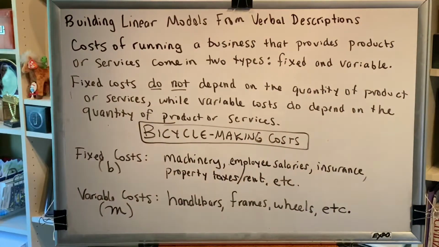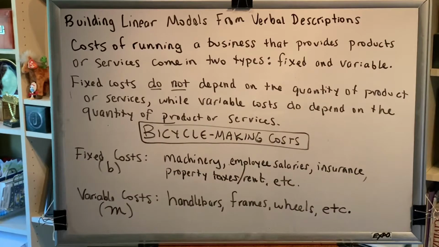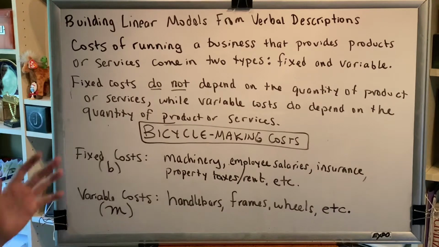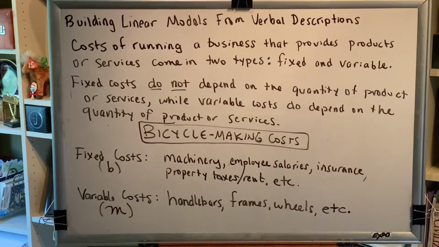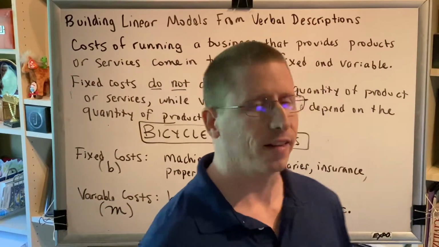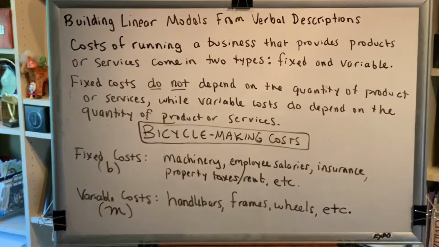Costs of running a business that provides products or services come in two types, fixed and variable. Fixed costs do not depend on the quantity of product or services provided or sold, while variable costs do depend on the quantity of product or services. Let's look at a simple example of this. Imagine you are in the business of manufacturing bicycles and then selling them to the public. Let's take a look at some of the costs of running that business.